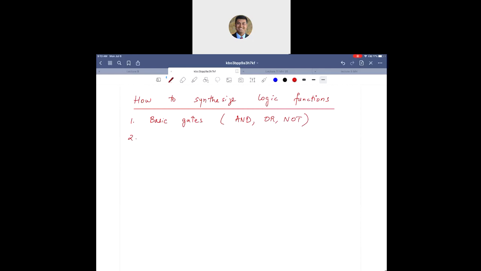What is the other one? Next one was NAND only. I can synthesize logic functions just by using NAND, just by using NOR. I'm also saying that I can do synthesis of logic functions with a decoder. You tell me the logic function, I'll synthesize it with a decoder. And in fact, later on, we will add multiplexers to this. That's coming up too. But right now we are focusing on number four, which is the decoders.